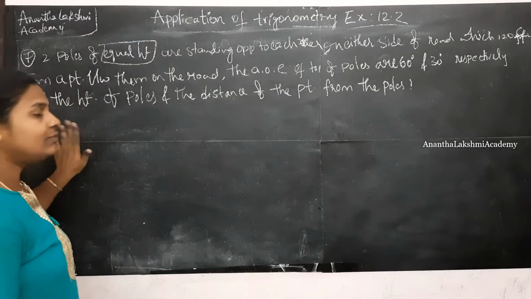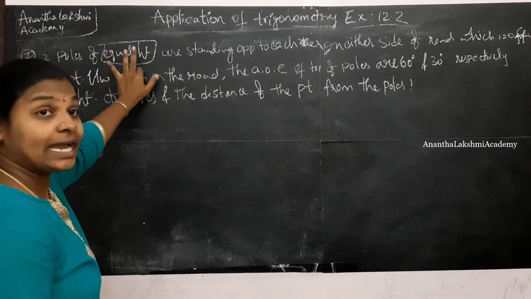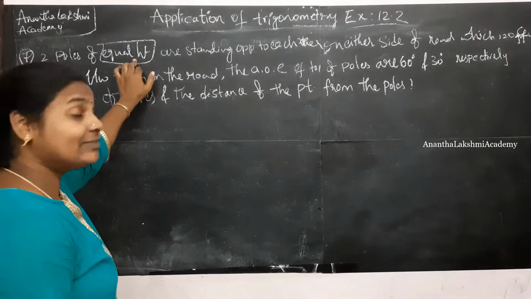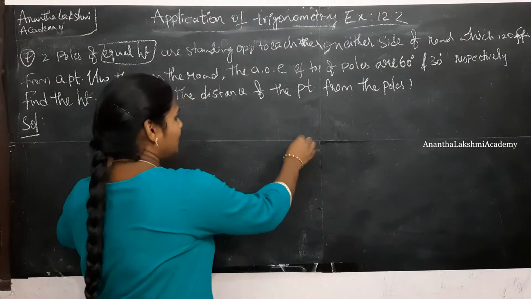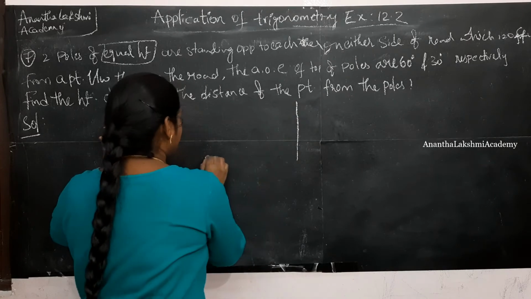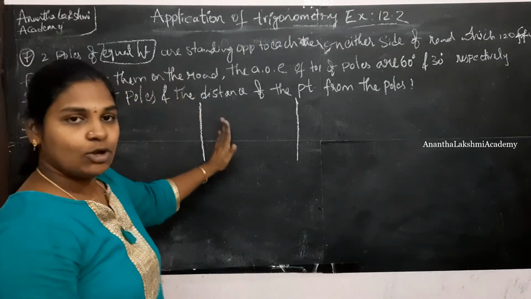Yeah, here we are at the 7th problem. Two poles of equal height. I highlighted the point: equal height. Okay, equal height are standing opposite to each other. There are two poles. Let us assume they are of equal heights. They are standing opposite to each other.